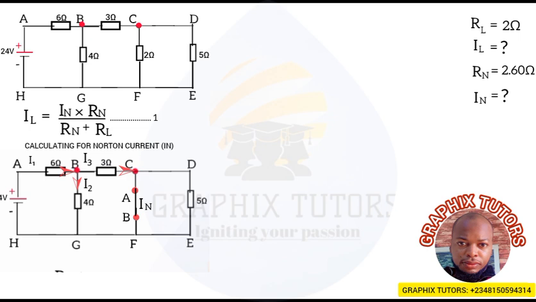It will not split. Why will it not split? Because of what? Let's take for instance, the I3 will just flow only through terminal AB, the short circuit AB, but will not flow through the 5 ohm resistor. Why? The reason is this. Let me take you viewers as an example.